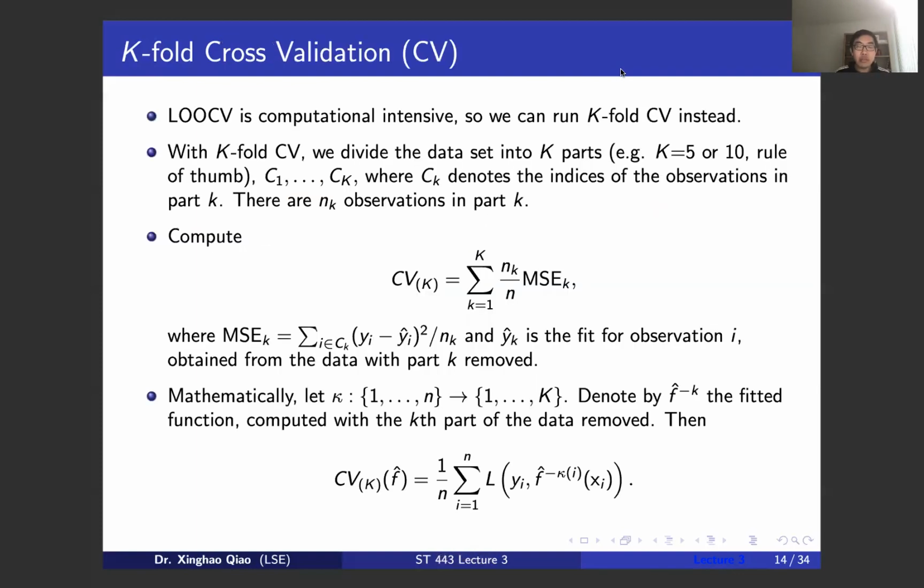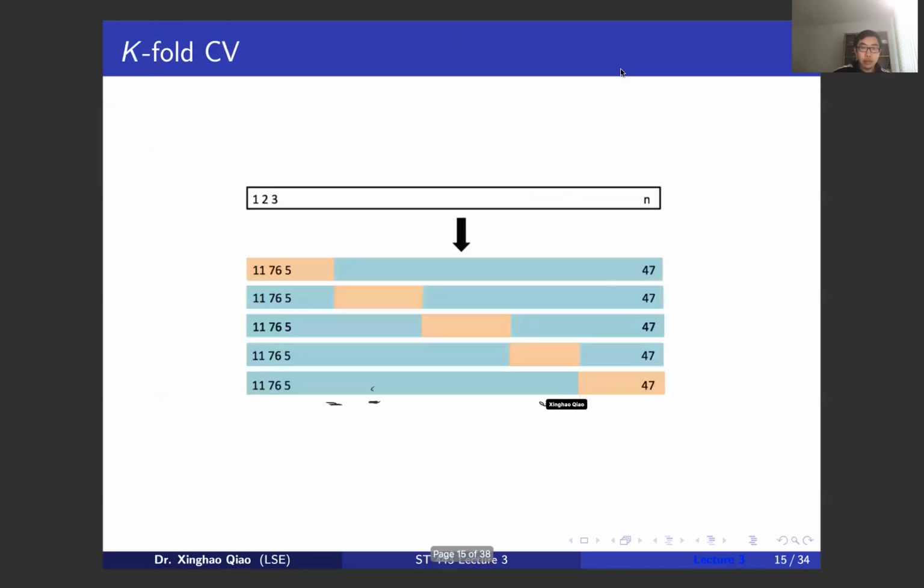Mathematically speaking, for each observation, you find a kappa function such that each observation can be projected into the part or fold it belongs to. Capital K here is the number of folds. Going back to the previous example, the first observation can only belong to one of the 5 different orange folds. For example, one may belong to the second fold, or another to the third fold. So each observation belongs to a corresponding fold.